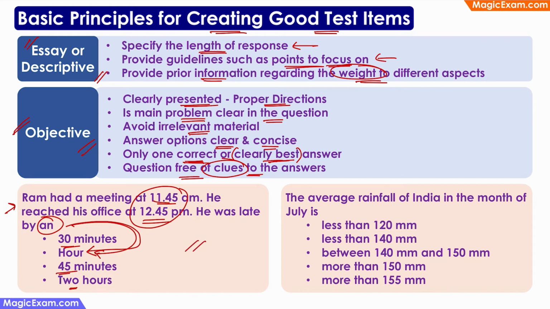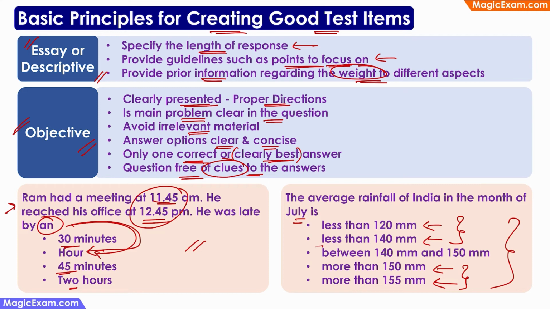Similarly, if you look at this, the average rainfall of India in the month of July is what? So I give students a table and ask them to identify which of these answers is correct. Now, if a student says that the average rainfall is less than 120 mm, it automatically means that it is less than 140 mm. So both of these answers are logically correct. Similarly, if I say it is more than 155 mm, it also means that it is more than 150 mm. So both of these are also logically correct. So this question has more than one possible correct answer, right?